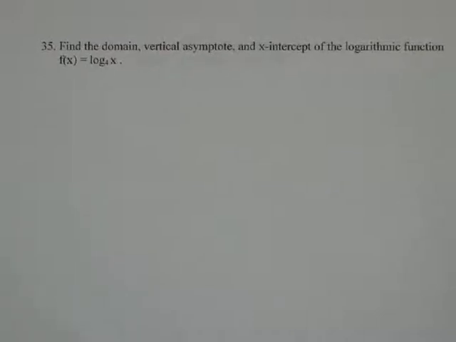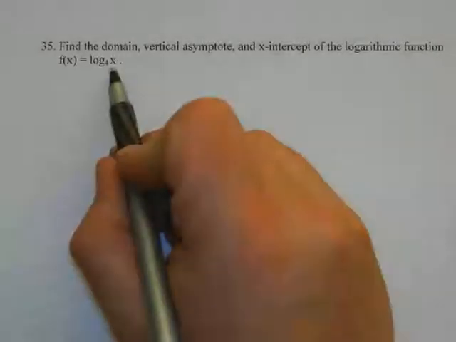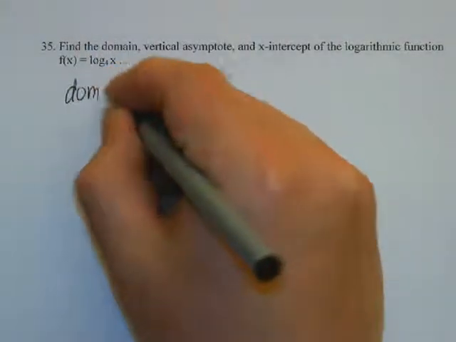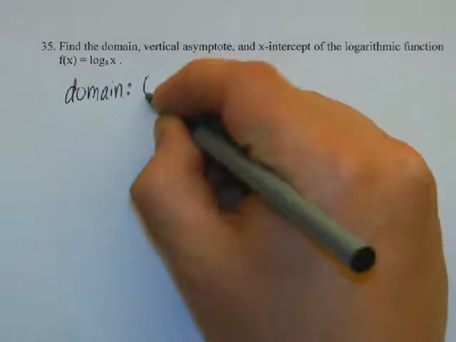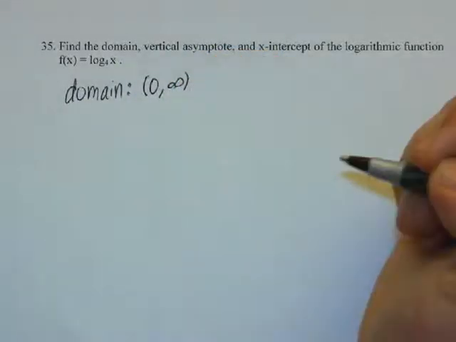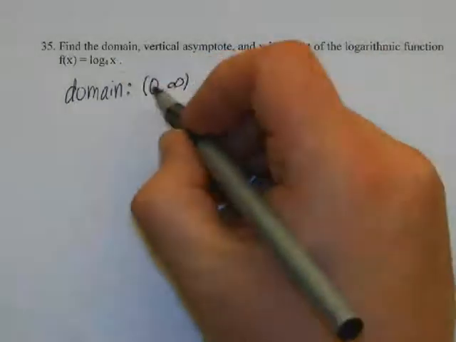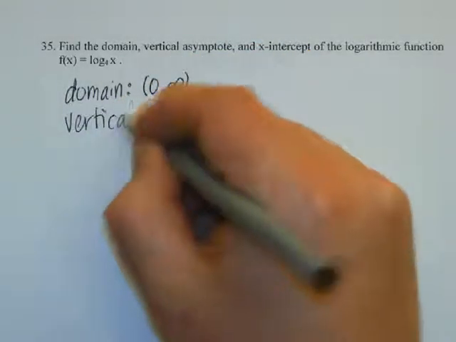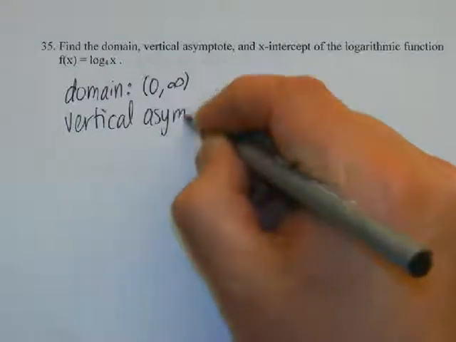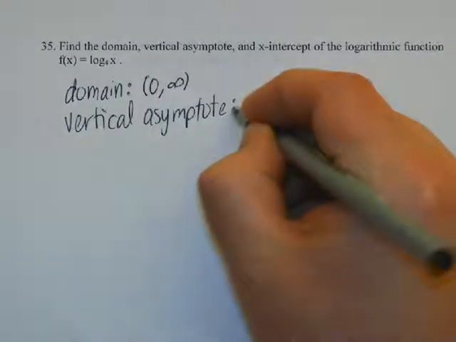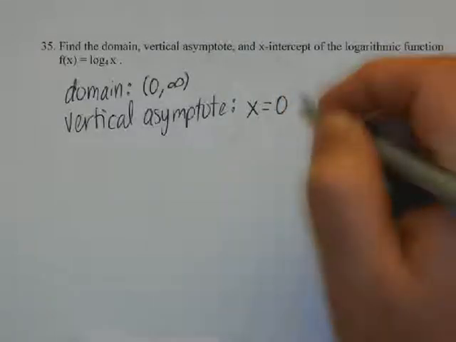Okay, so we have a log function. We want to find the domain, vertical asymptote, and x-intercept. Well, the domain for any log function is all numbers greater than 0. So the domain will be from 0 to infinity. Now, because of the properties of log, and that the domain doesn't include 0, there's a vertical asymptote at 0. And we write vertical asymptotes in the form of x equals the x-coordinate, which in this case is 0.